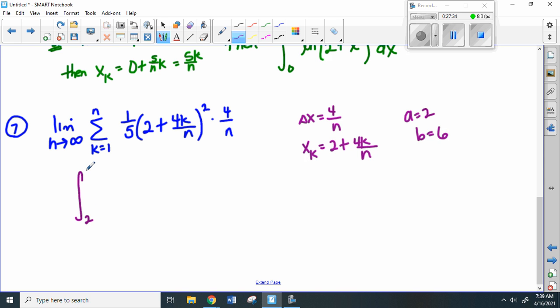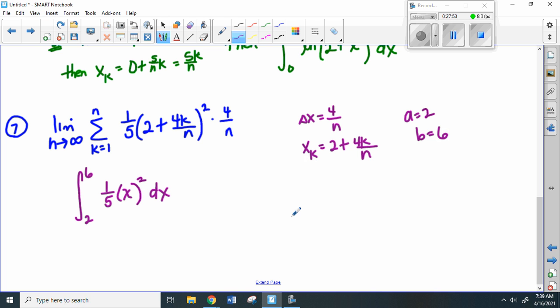I know I have to go from 2 to 6. The 1/5 is part of the function. 2 plus 4k over n, that's my x sub k, so that becomes my x, and then it's squared. And the 4 over n is my delta x, and that becomes my dx, and I'm done.